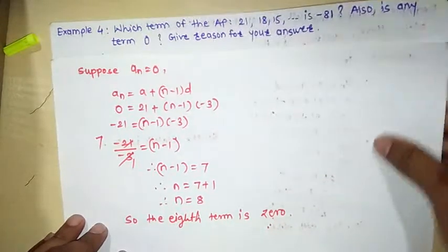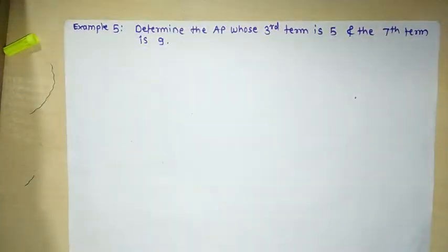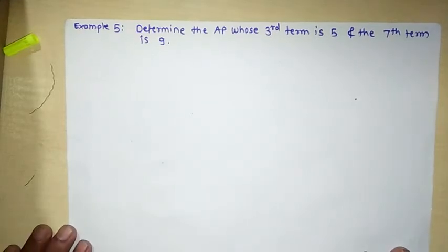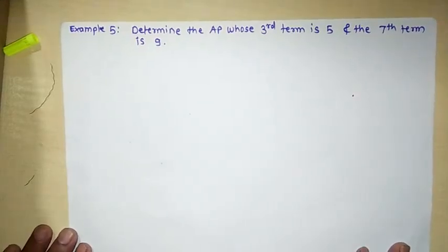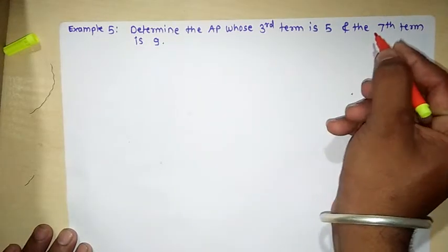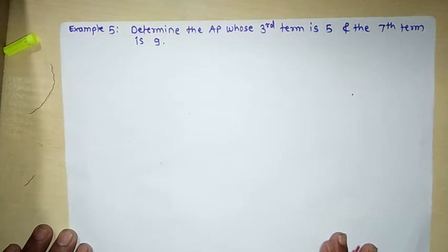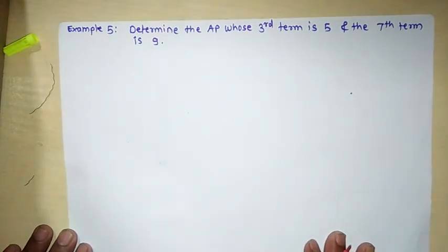Now we will see example number 5. What is example number 5? Read carefully. Determine the arithmetic progression. Here we have to determine the arithmetic progression. In the previous examples, example number 3 and 4, they have already given the arithmetic progression. But here the third term is 5 and the seventh term is 9. It is given. Now we have to find the AP.